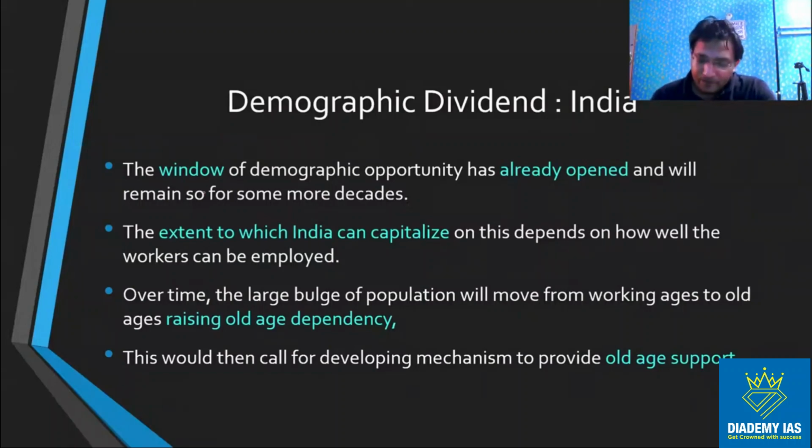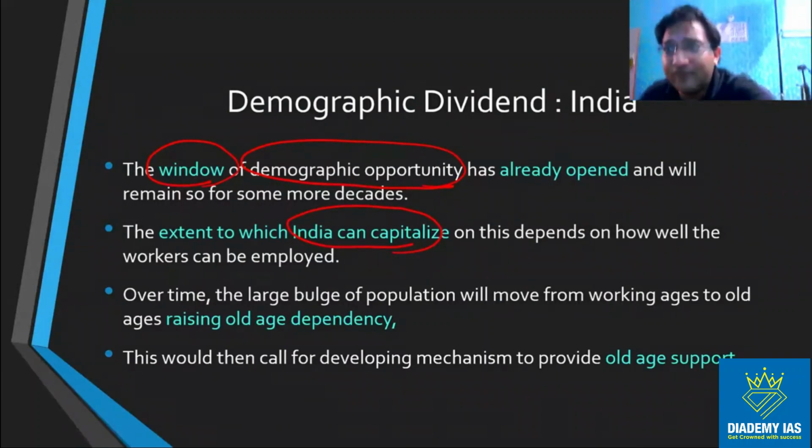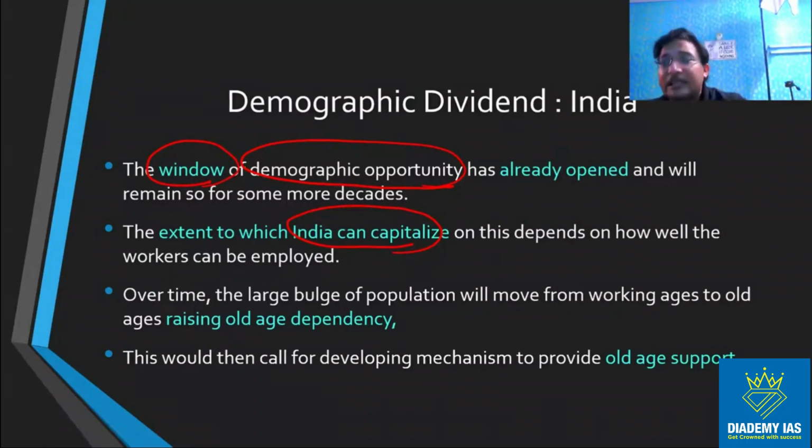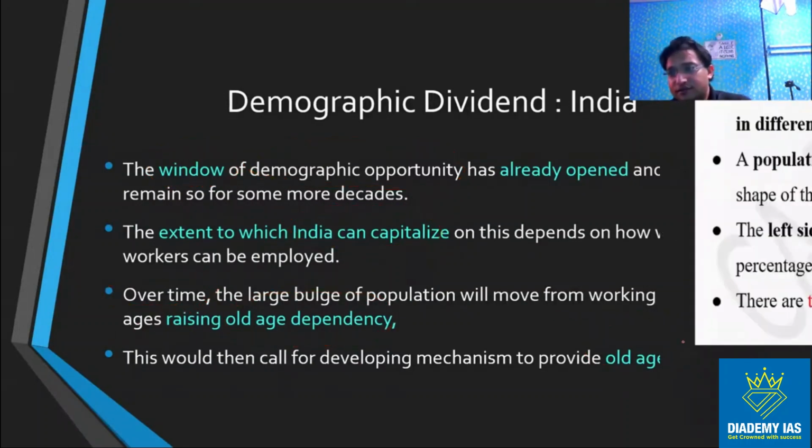So in India, we have the window of demographic opportunity. I already told you, we are having the window, but to harness this window, to capitalize that window, we have to employ these working age people in the gainful population. We have to provide them education, we have to provide them skills, we have to provide them information, and we have to provide them good employment, right? Over time, the large bulge of population will move from working age population to old age, raising the old age dependency. So at that time, we will require the old age support.